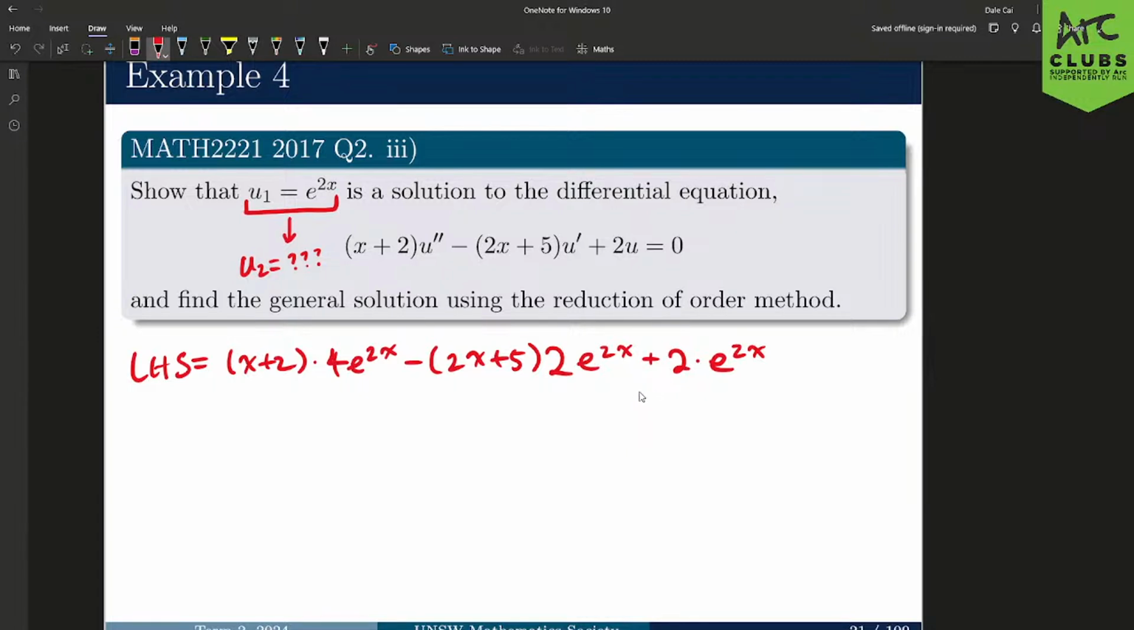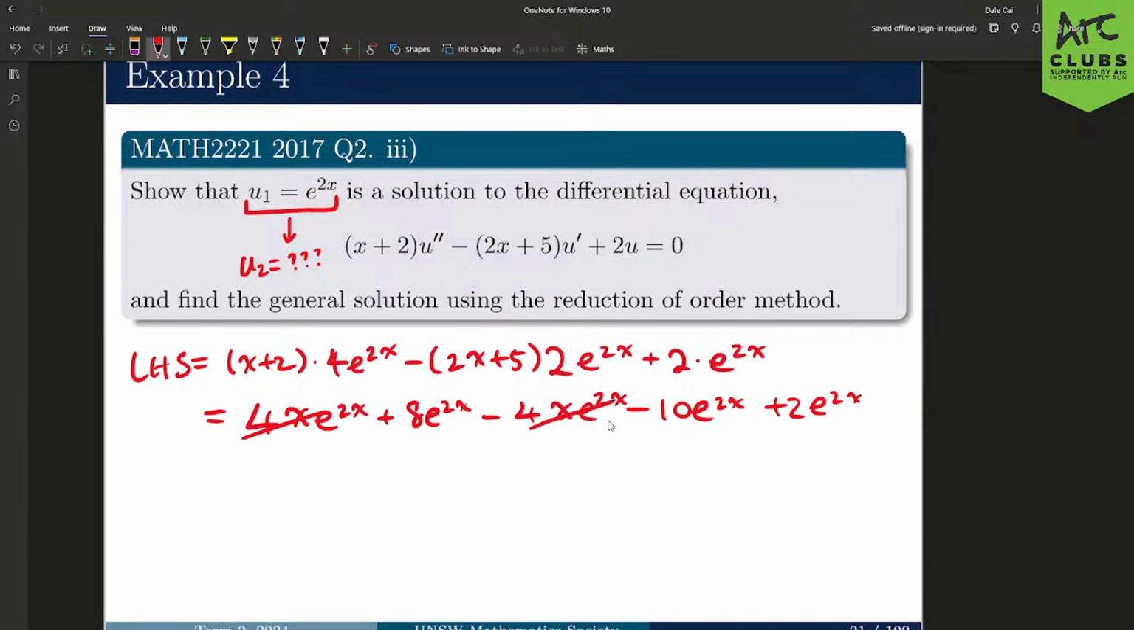And then hopefully what happens is the coefficients become 0. Or if you group them up, they go to 0. So I'll take out the x: 4x e^(2x), and the constant term is 8e^(2x). And then we have minus 4x e^(2x), minus 10e^(2x), plus 2e^(2x). You should be able to see the x e^(2x) cancels out. Everything else also cancels out, and we get 0.